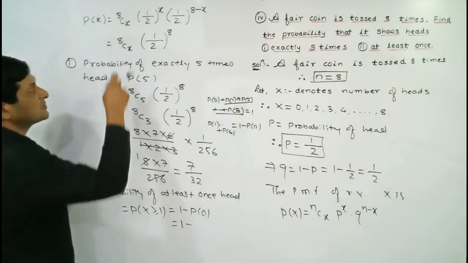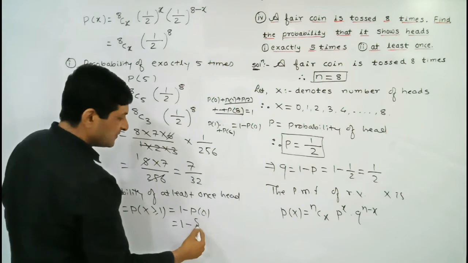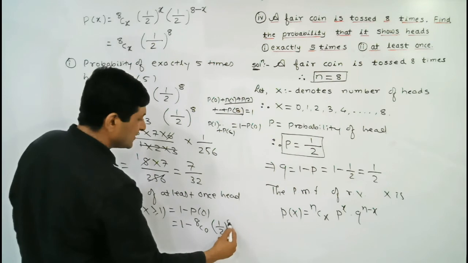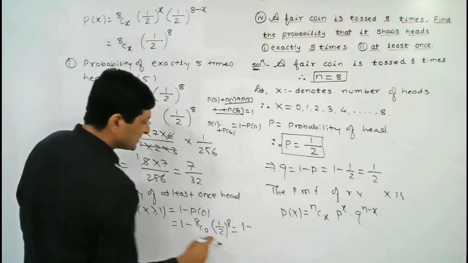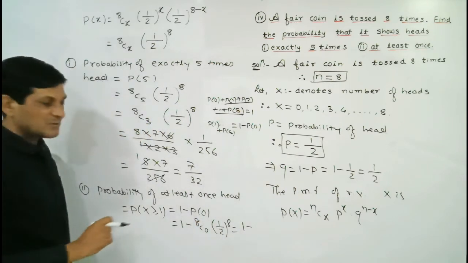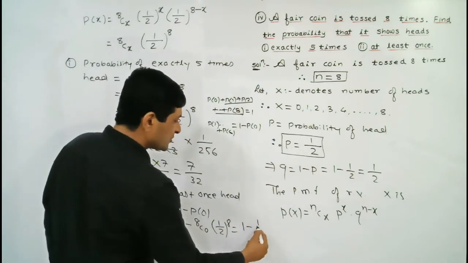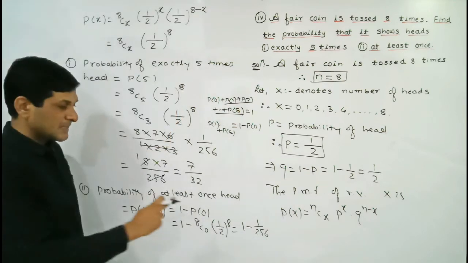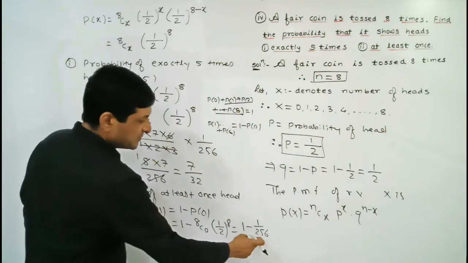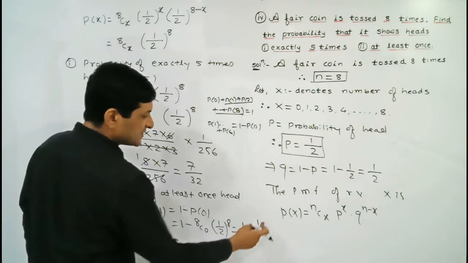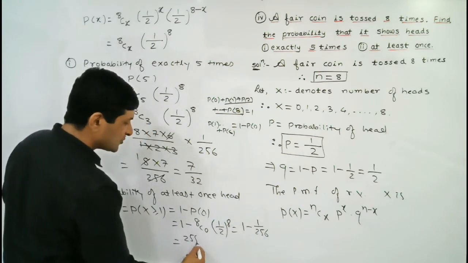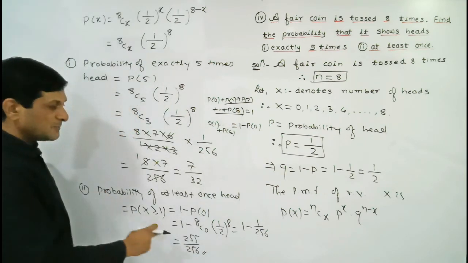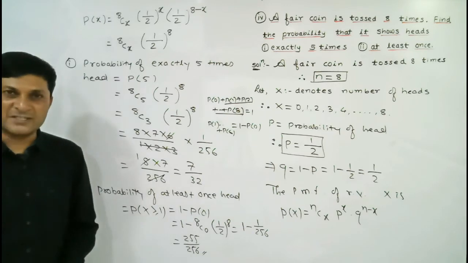Now X is equal to 0. Just simply replace X by 0. So here we will get 8C0 and 1/2 raised to power 8. See what we will get here, 1 keep it as it is, 8C0 is equal to 1, so not necessary to write 1 here, and here 1 raised to power 8 is 1, and 2 raised to power 8 is 256. Now let us try to find this difference. 256 into 1 is 256, 256 minus 1 is 255. So 255 divided by 256 will be the value of the second required probability.